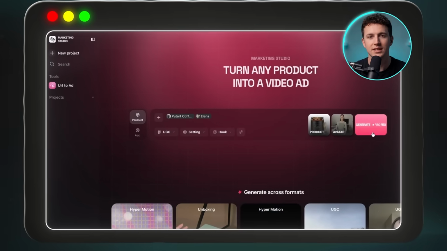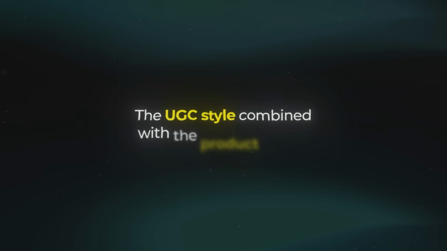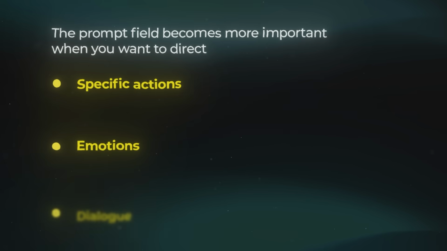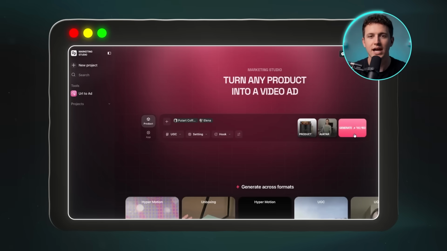And here's the thing about this first ad. You don't need to write anything in the prompt field. Leave it completely empty and let Marketing Studio handle it. The reason this works is that the UGC style combined with the product image and the avatar already gives the model enough context to generate something coherent and on-brand. The prompt field becomes more important when you want to direct specific actions, emotions, or dialogue, which we'll get into later. For now, hit generate.